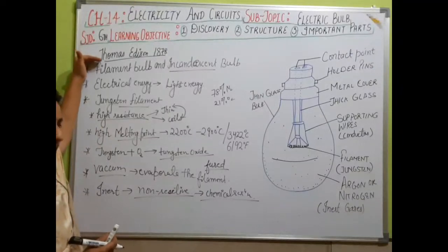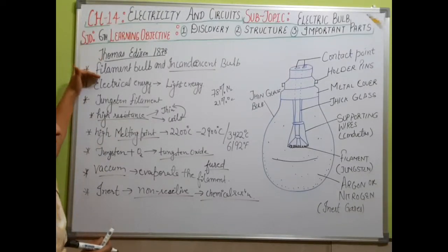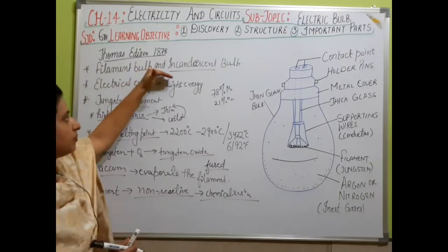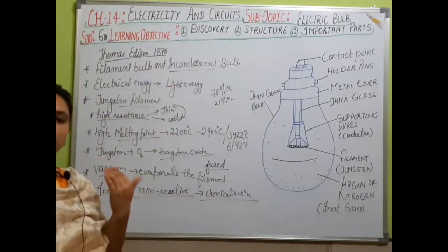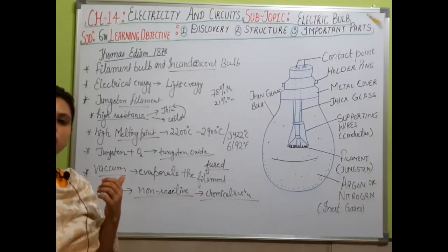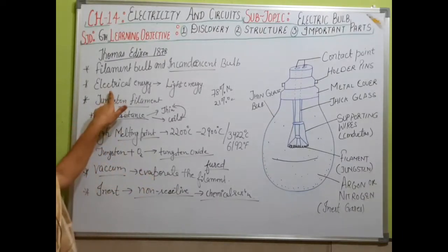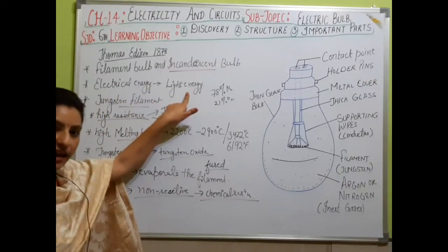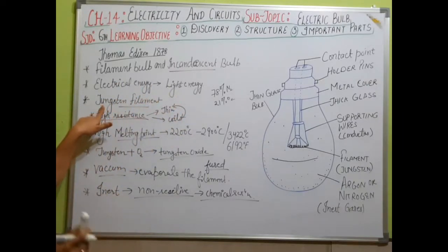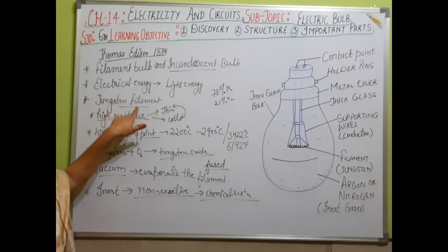थॉमस एडिसन ने 1878 में इसको इन्वेंट किया. फिलामेंट बल्ब भी बोला जाता है, इनकैंडेसेंट बल्ब भी बोलते हैं इसको. Why? Because it is having such kind of material which emits light at very high temperatures. Okay, it changes electrical energy into light energy. Then it has a very important part that is called the tungsten filament.